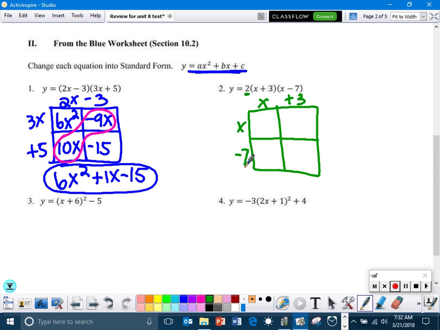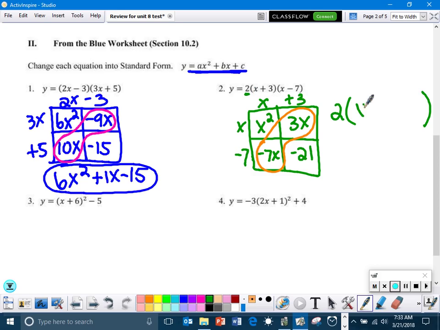Do not do anything with the 2 yet. You have to wait until we figure out what product x plus 3 and x minus 7 is. All right, here we go. Multiply. Again, these 2 boxes you will add. Now I'm going to put the 2 that's in front, and I'm going to write what's inside the box into the parentheses.